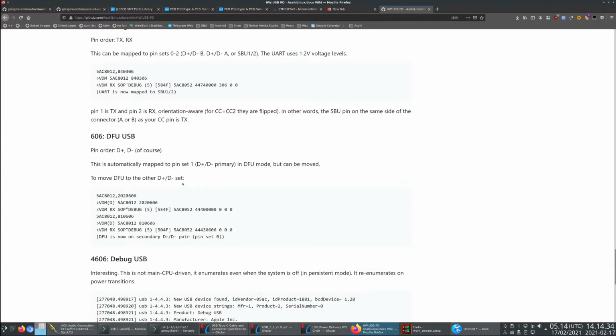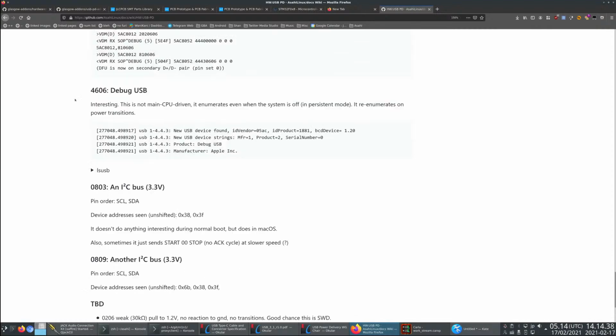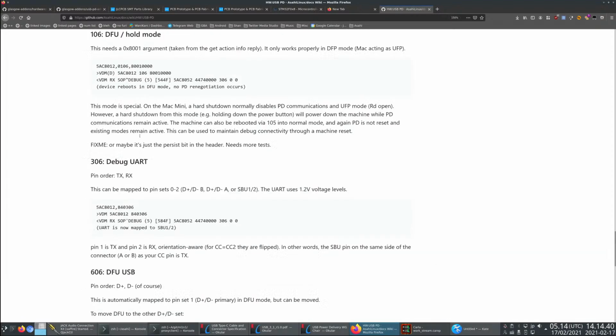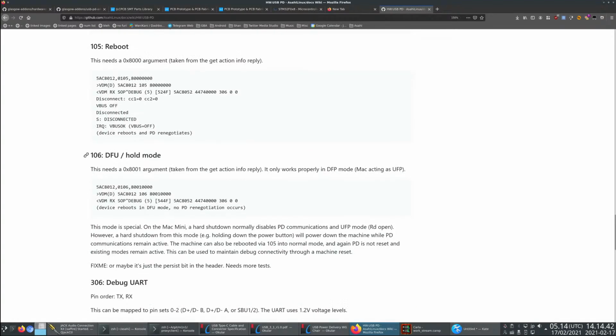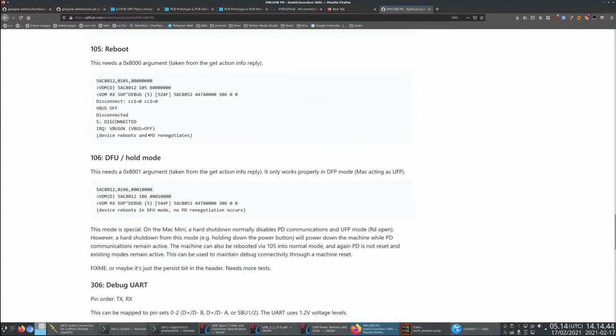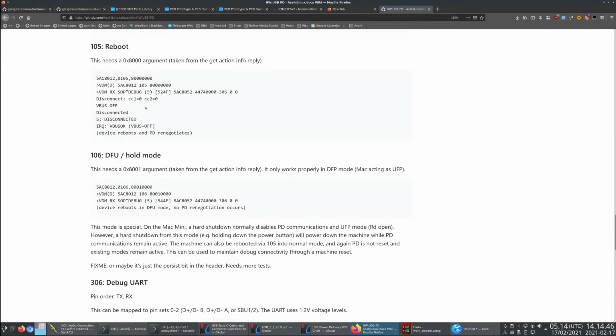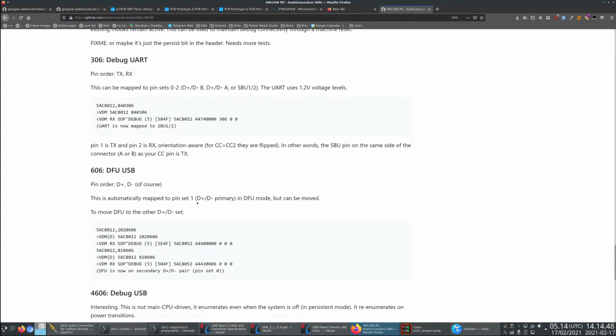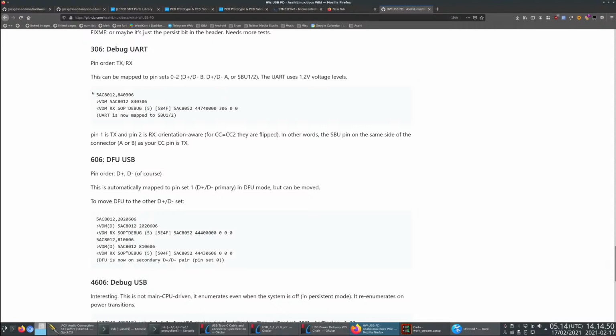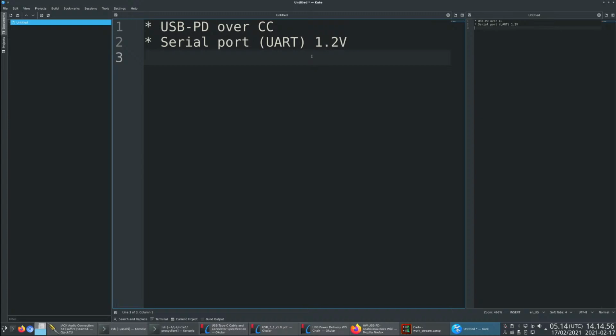And so after those special actions that reboot the thing and put it into like a DFU mode or just reset, there's three sort of commands that do that. Everything else is just mapping different sets of signals onto different pins. So the one we care the most about is the debug UART, and this is a 1.2 volt serial port.